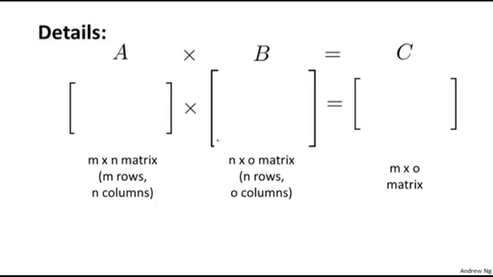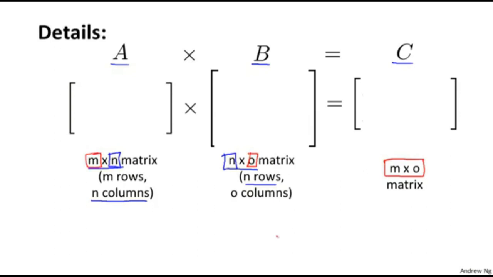Here are the details. I have a matrix A, and I want to multiply that with a matrix B, and the result will be some new matrix C. And it turns out you can only multiply together matrices whose dimensions match. So A is an m by n matrix, so m rows, n columns, and I'm going to multiply that with an n by o matrix. This n here must match this n here. So the number of columns in the first matrix must equal the number of rows in the second matrix. And the result of this product will be an m by o matrix, like the matrix C here.